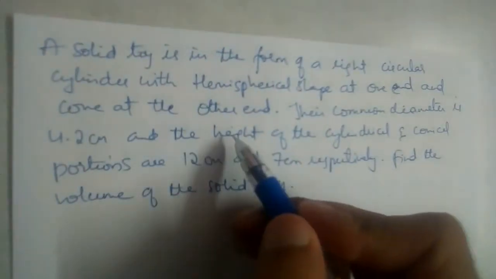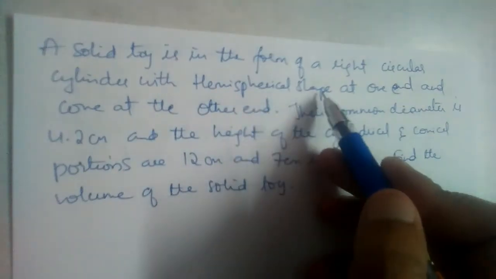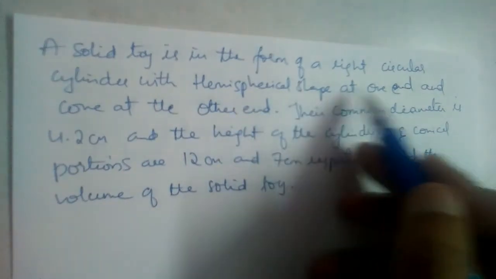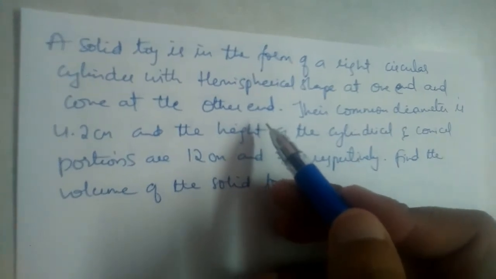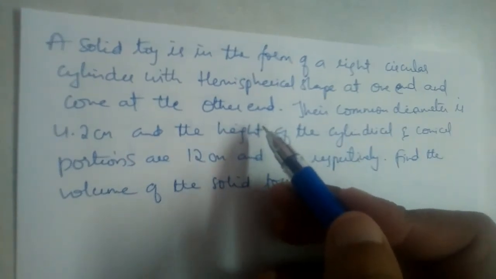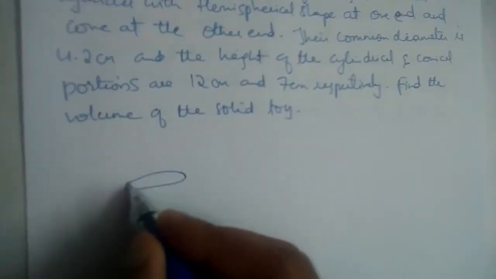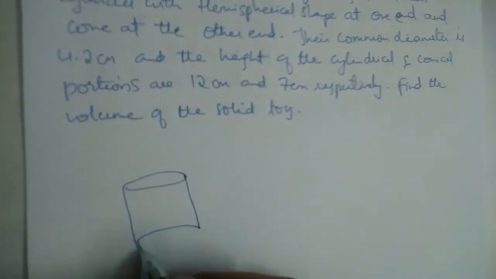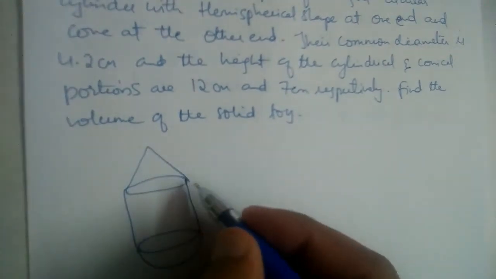A solid toy is in the form of a right circular cylinder with a hemispherical shape at one end and a cone at the other end. All right, let us draw the diagram. We have a cylinder. A hemisphere is attached at one end and a cone at the other end.